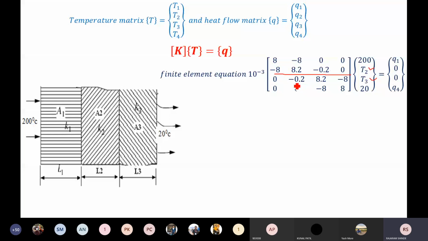Now the third equation: minus 0.2 into T2, 8.2 into T3, minus 8 into 20, equal to 0. Here minus 8 into 20 is a constant term, which I will take on this side, where it becomes positive. So minus 0.2 T2 plus 8.2 T3 is equal to 160. Do you agree with this? And 10 raised to minus 3 is here.